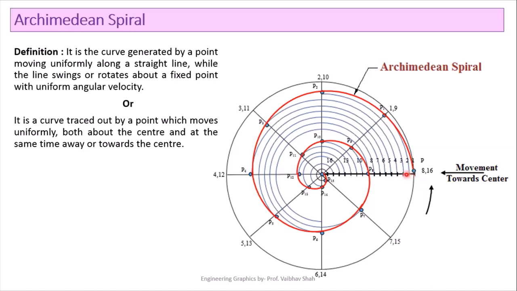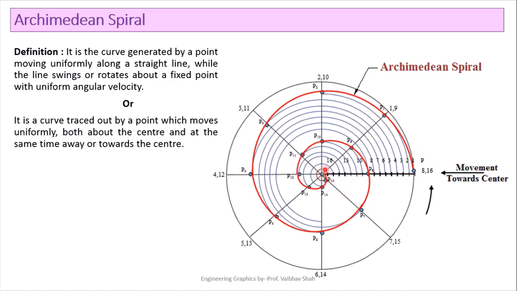Now, whenever it tries to move along this straight line, at the same time, let us assume that your fan is rotating in the anti-clockwise direction. So your fan hub will also rotate in the anti-clockwise direction. So this insect will face two motions simultaneously. First is linear motion towards the center. At the same time, your fan is rotating in the anti-clockwise direction, so your insect will also experience the rotational motion. So whenever you have a combination of linear motion along a straight line as well as rotational motion along a circular path, you will have this curve generated, which is nothing but your Archimedean spiral.